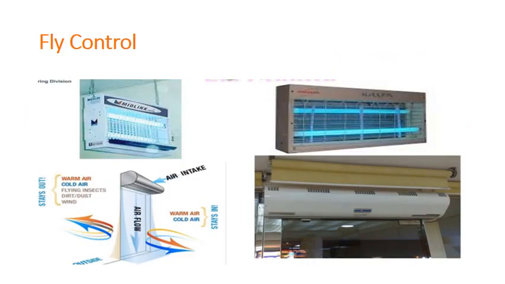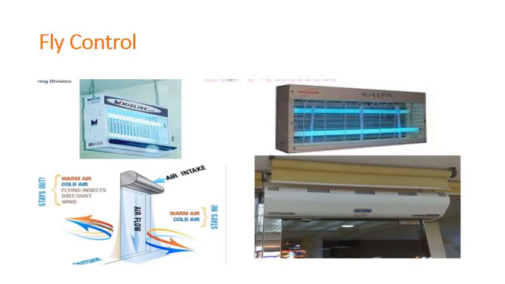This is another important aspect, that is the fly control or insect control devices in dairy plants. Since we are going to process food with fat and protein, with a lot of smell and odor, automatically it will attract all kinds of pests or flies and insects. So there should be proper measures to control their entry and their nuisance.